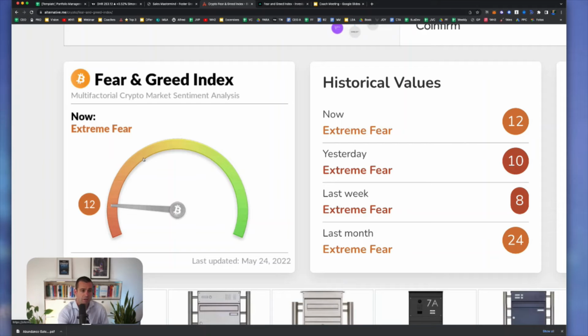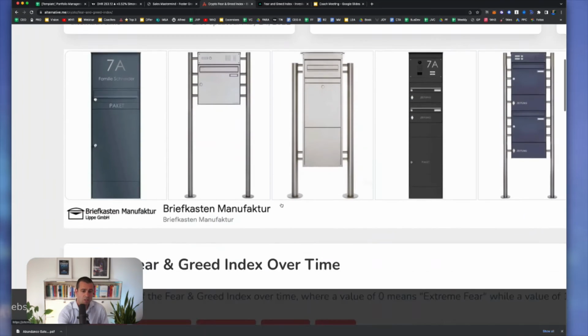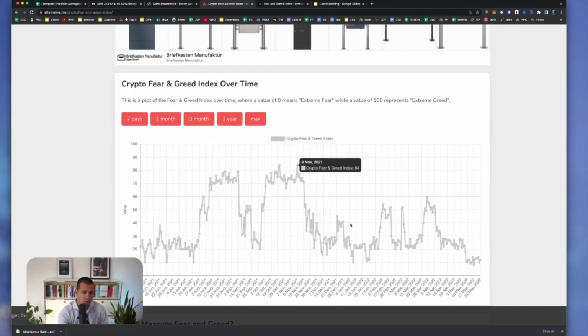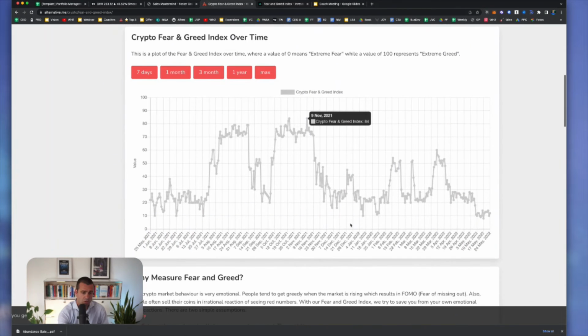And you will see here fear and greed. And again, we are in extreme fear, 12. We were 10 yesterday. So yeah, you see here yesterday, extreme fear 10. And so you can see trends here. And this really maps quite well. If you would have bought crypto every time the fear and greed index was below 15, you would have the best accumulation over a long-term period and the best entry points.